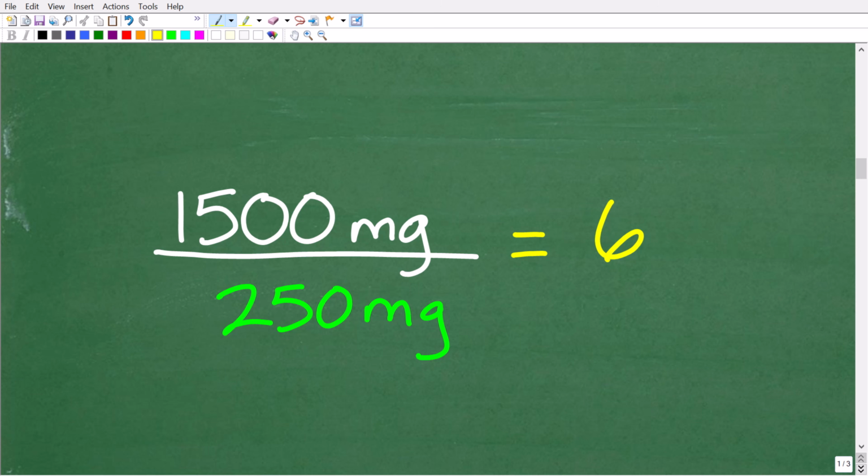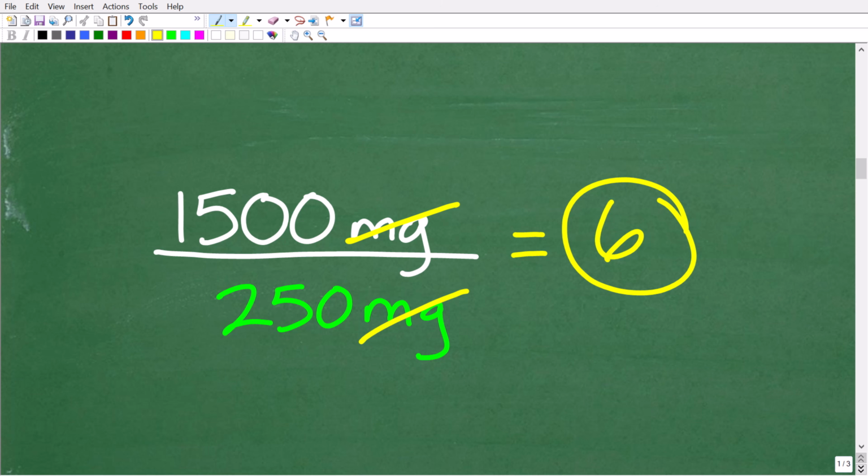So if the patient needs 1,500 milligrams and you have 250 milligram tablets, these units of measure are going to cross cancel, and you can just take this 1,500 and divide it by 250. Of course, you get 6. All right, so that is the right answer.